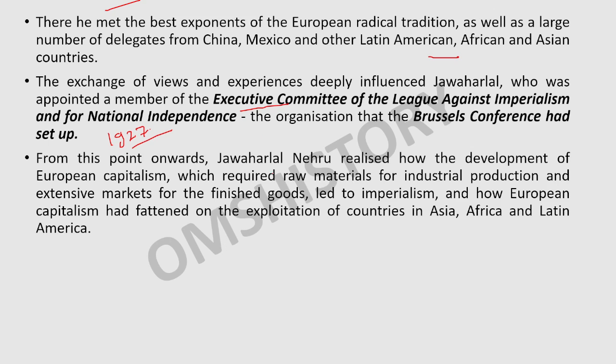Now from this point onward, Jawaharlal Nehru realized how the development of European capitalism, which required raw materials for industrial production and extensive markets for the finished goods, led to imperialism, and how European capitalism had fattened on the exploitation of countries in Asia, in Africa and Latin America.